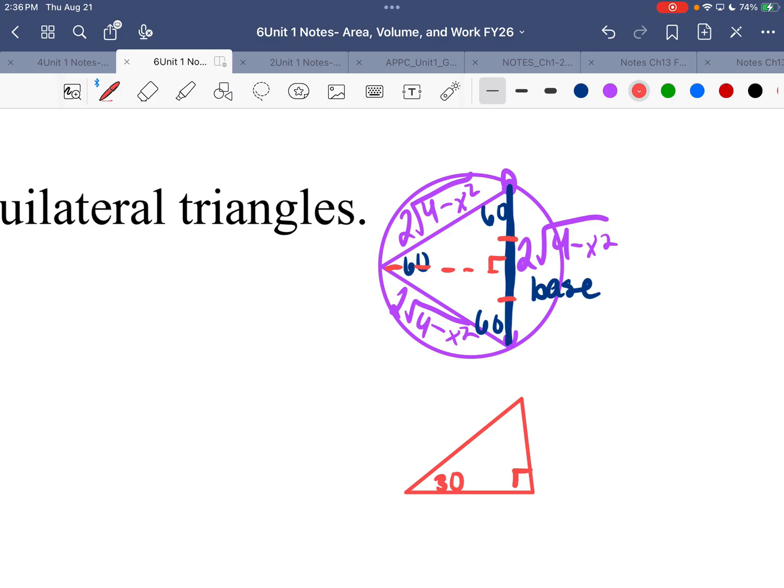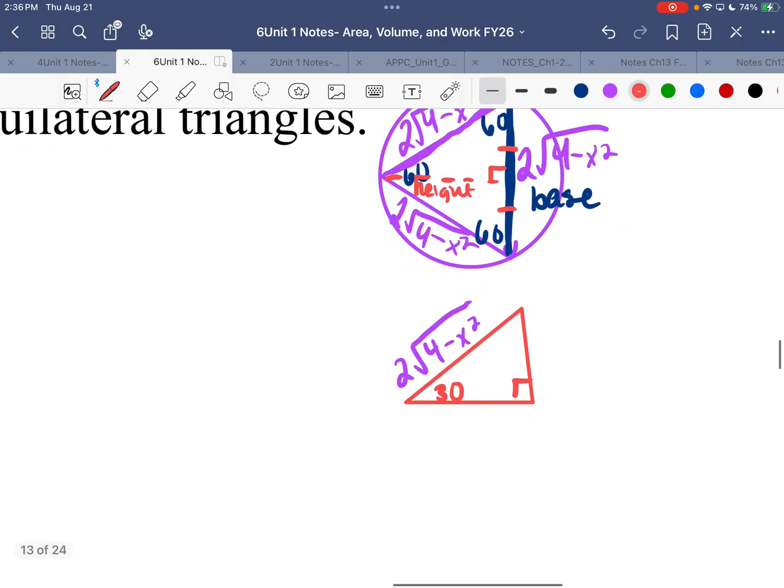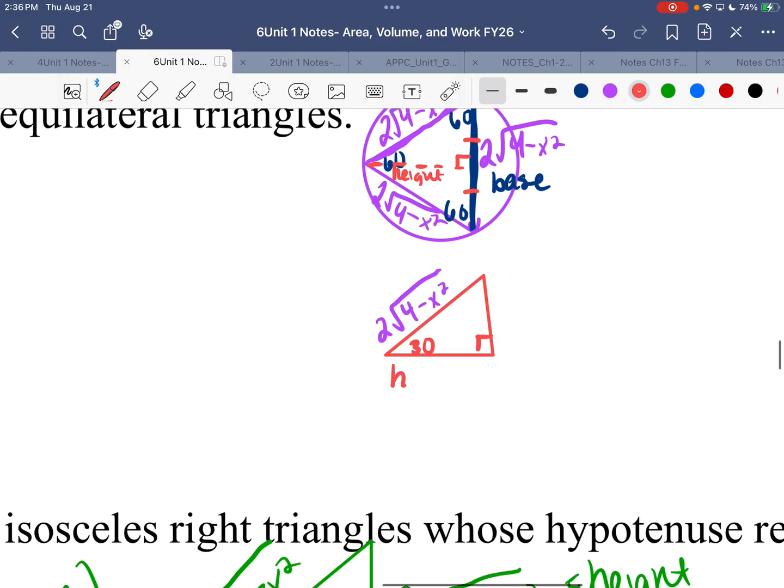Okay, we now know the hypotenuse is still that part of the equilateral triangle. We could deal with halving the height or the base, but I don't care about that. This is our height. In a 30, 60, 90, or on the unit circle, this angle is 30. It's kind of like the same thing as pi over 6.